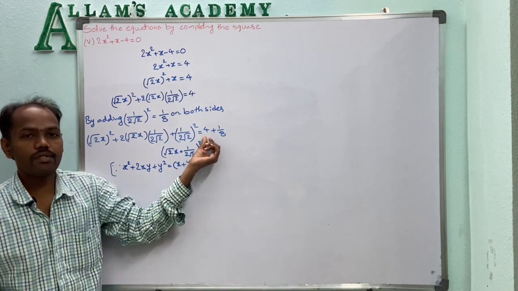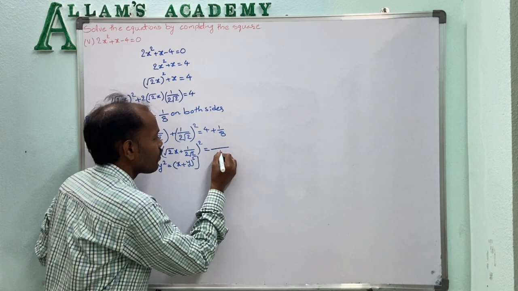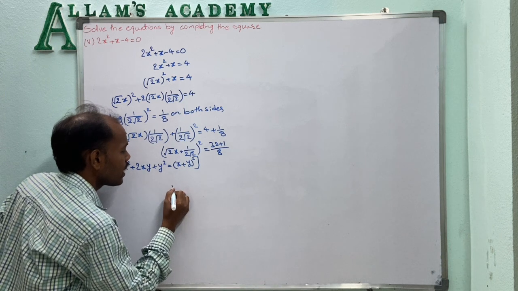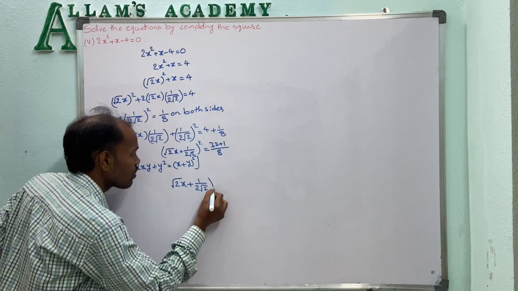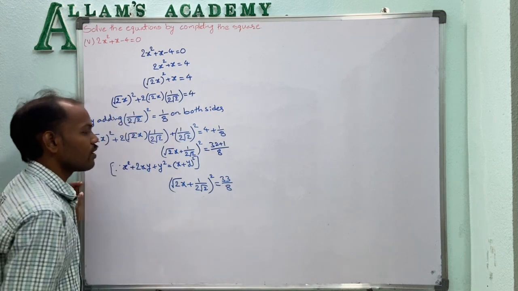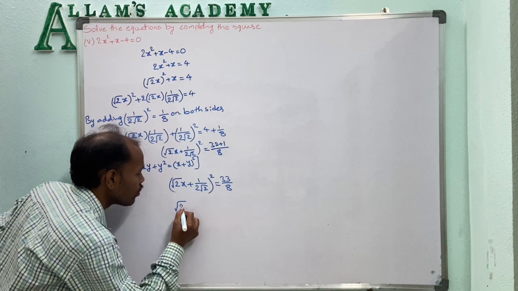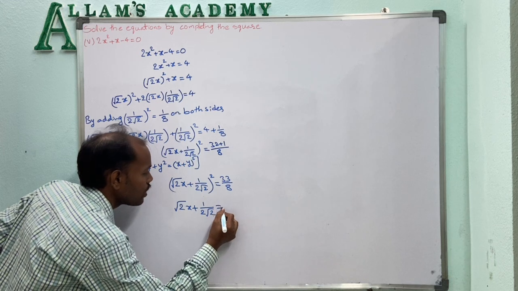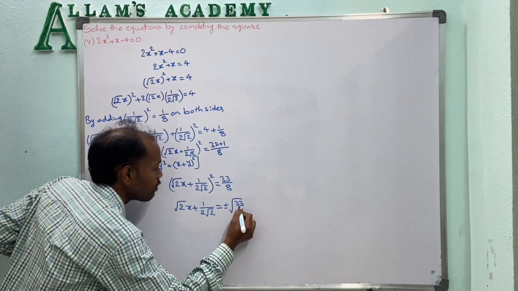Now here the RHS 4 plus 1 by 8 is simplification. Now here the LCM is 8. 8 fours are 32. 32 plus 1 is nothing but 33. So 33 by 8. So root 2x plus 1 by 2 root 2 whole square is equal to 33 by 8. We want to get x value. For getting x value, square root on both sides. Then it becomes root 2x plus 1 by 2 root 2, that means 1 by 2 root 2, equal to plus or minus under root 33 by 8.